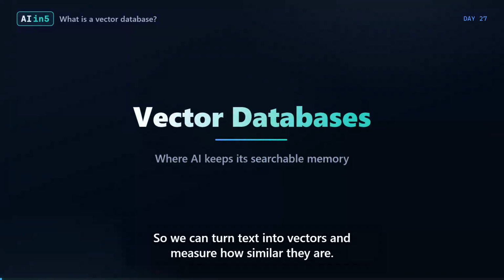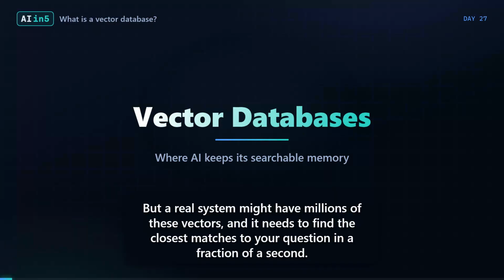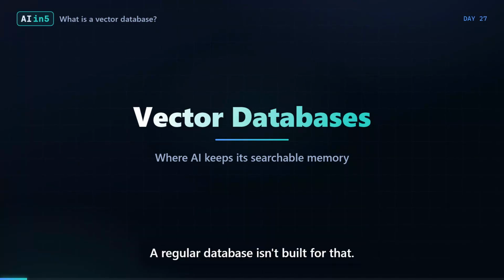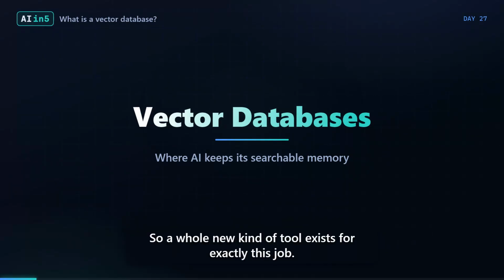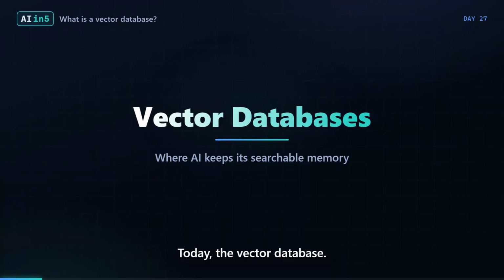So we can turn text into vectors and measure how similar they are. But a real system might have millions of these vectors, and it needs to find the closest matches to your question in a fraction of a second. A regular database isn't built for that. So a whole new kind of tool exists for exactly this job.